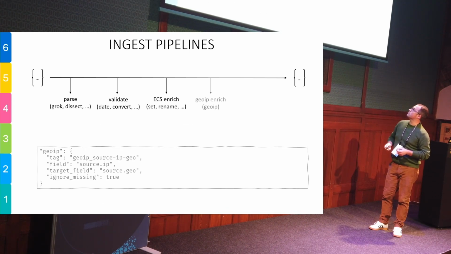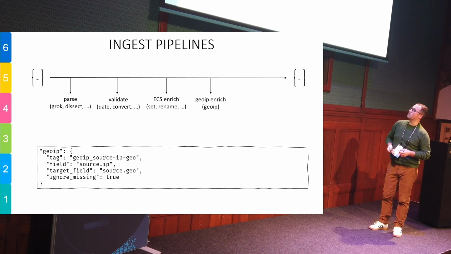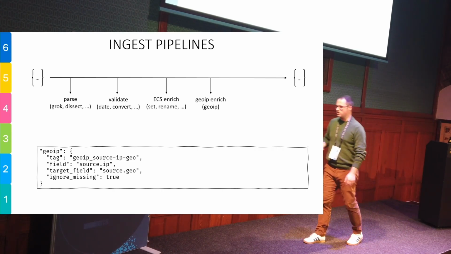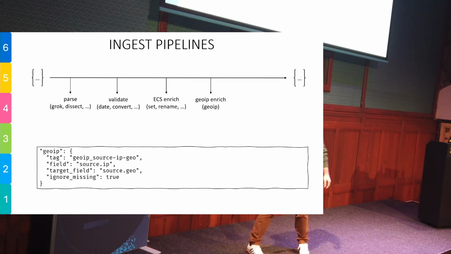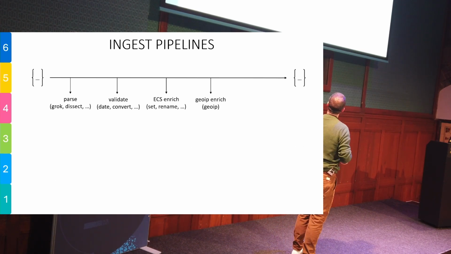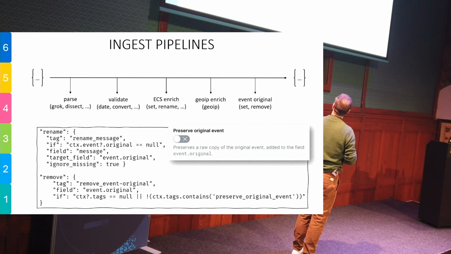Then the next one, we do GeoIP enriching. So we add a field with a location based on the IP. It uses a library in the back to look it up. There's more, but I'm limited.